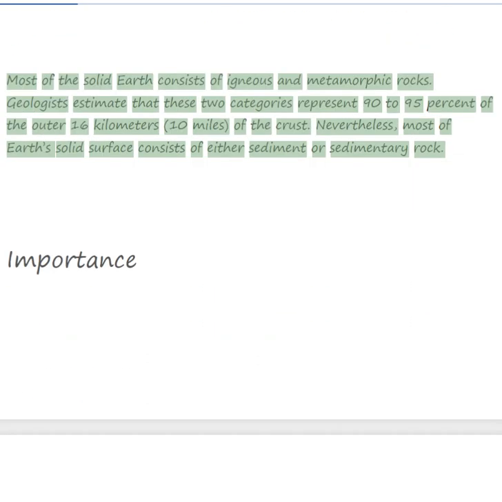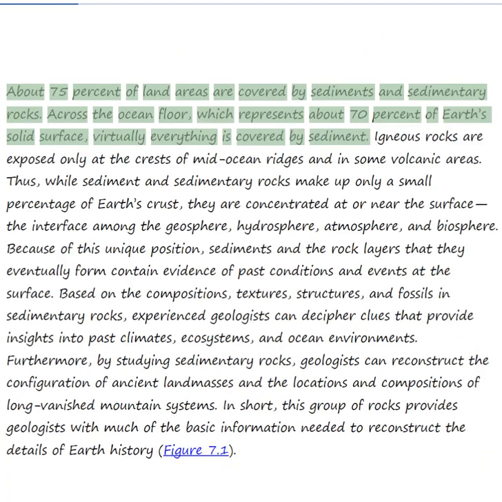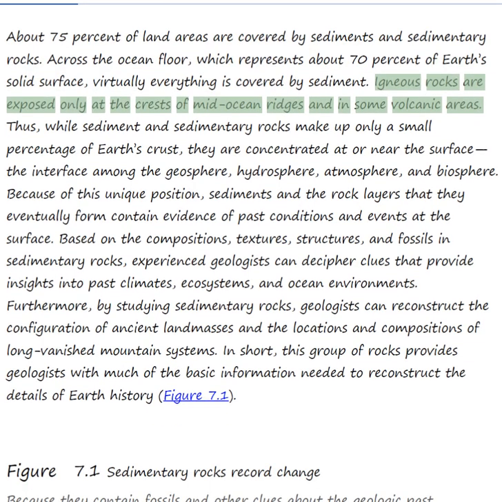Most of the solid Earth consists of igneous and metamorphic rocks. Geologists estimate that these 2 categories represent 90 to 95% of the outer 16 kilometers of the crust. Nevertheless, most of Earth's solid surface consists of either sediment or sedimentary rock. Importance. About 75% of land areas are covered by sediments and sedimentary rocks. Across the ocean floor, which represents about 70% of Earth's solid surface, virtually everything is covered by sediment. Igneous rocks are exposed only at the crests of mid-ocean ridges and in some volcanic areas.